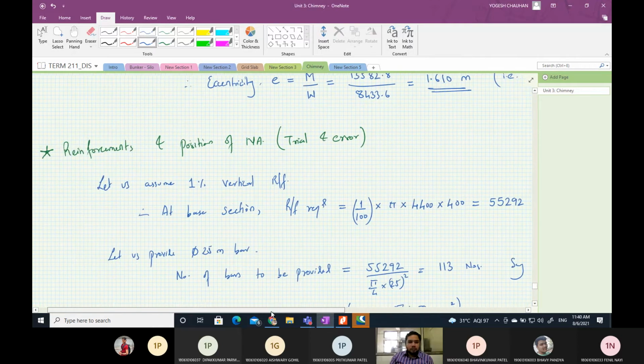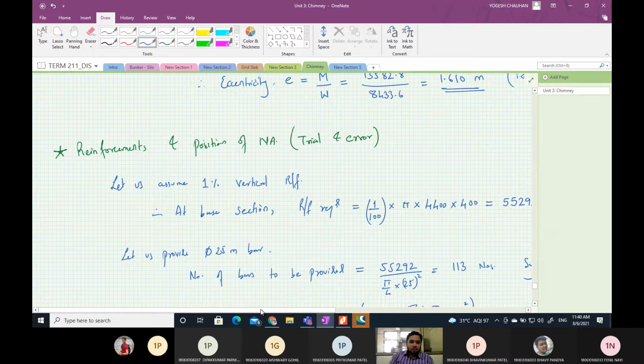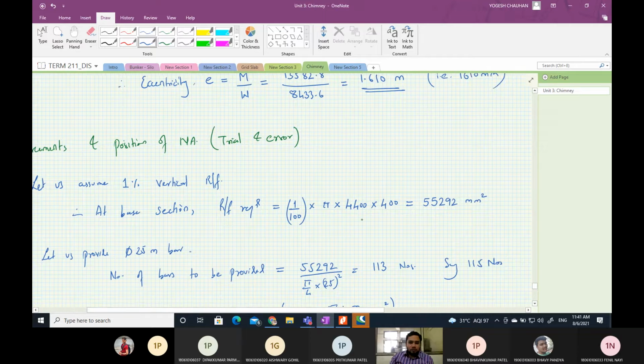Now the next step is to find the position of the neutral axis and the reinforcements. So let us assume 1% vertical reinforcement. So at the base section, 1% steel will be 5592 mm square.